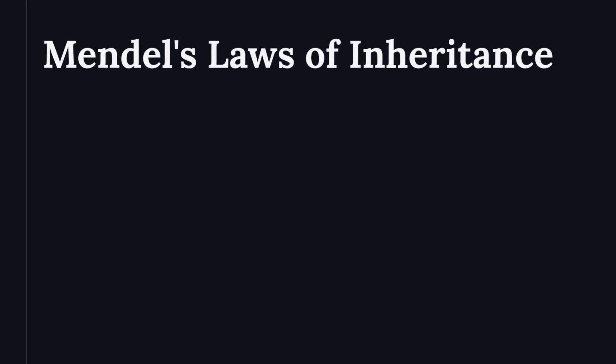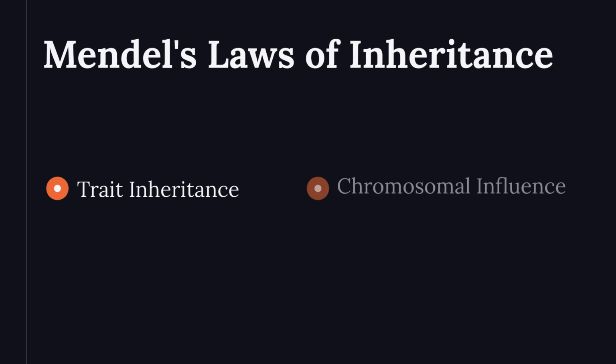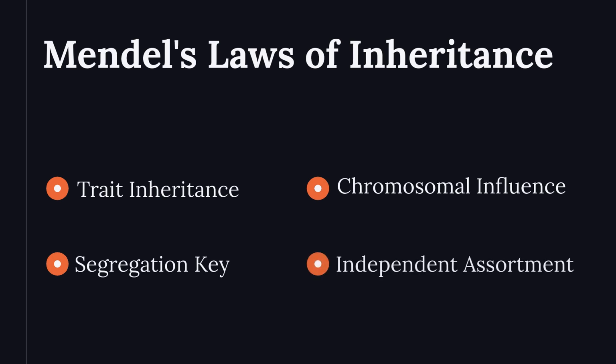Mendel's laws explain trait inheritance patterns. Chromosomal behavior influences these patterns. Segregation and independent assortment are key. They clarify how traits pass and vary. These principles remain central to genetics.